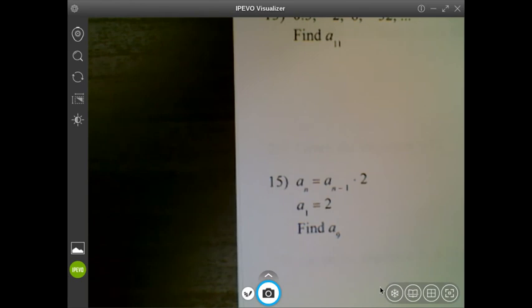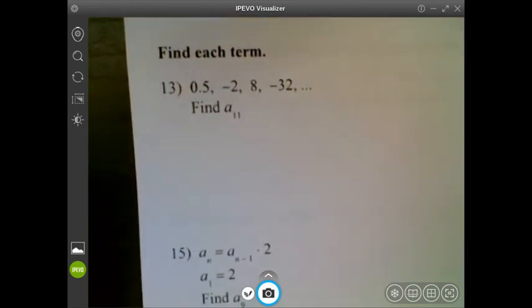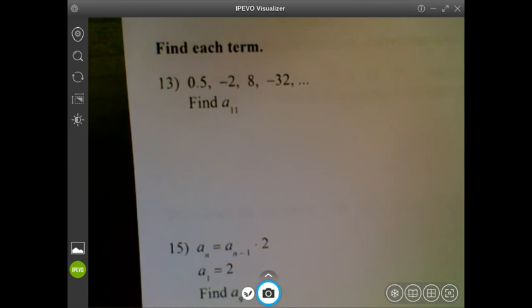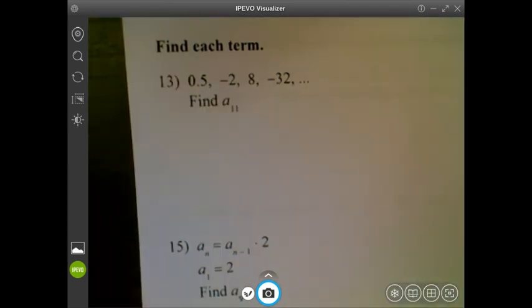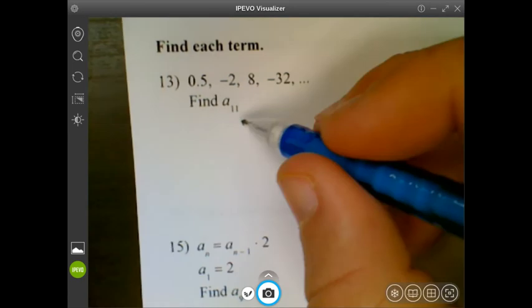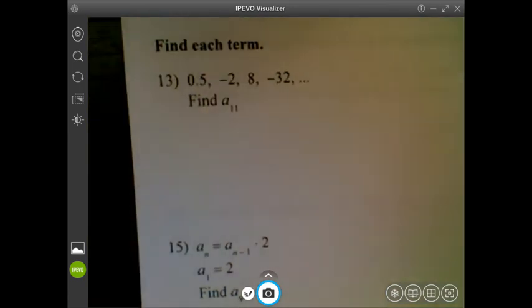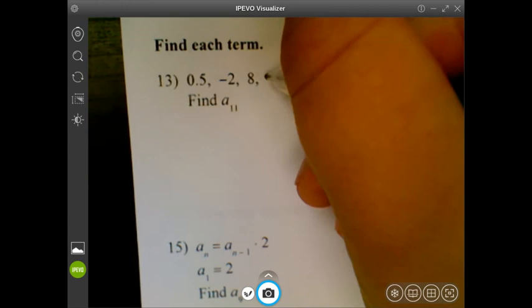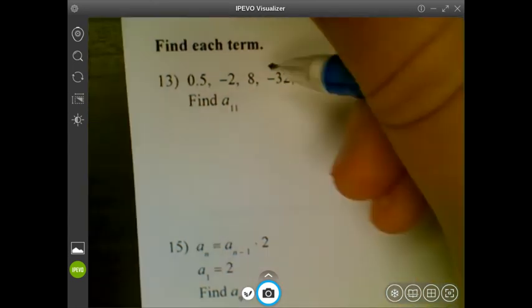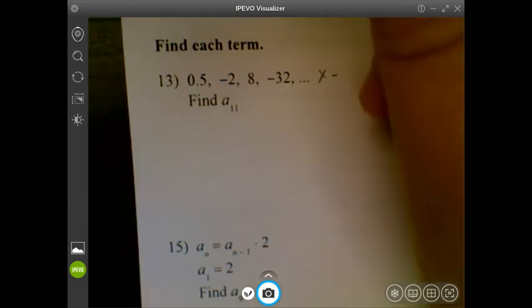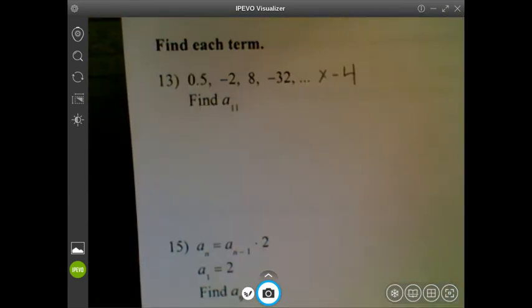All right, so here we go. Here's the geometric. So find each term. We have a geometric sequence, and we need to find the 11th term. The easiest thing to do is go ahead and write the equation. So what's happening between all these terms? It looks like we're multiplying by a negative. To go from 2 to 8 to 32, that's times negative 4.